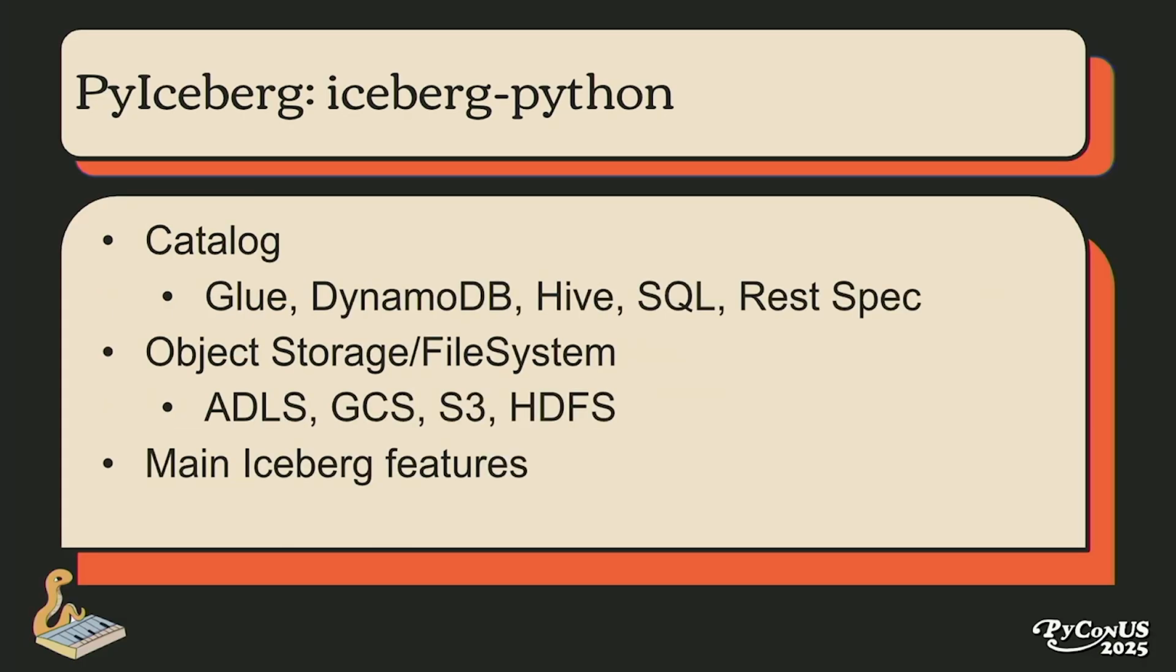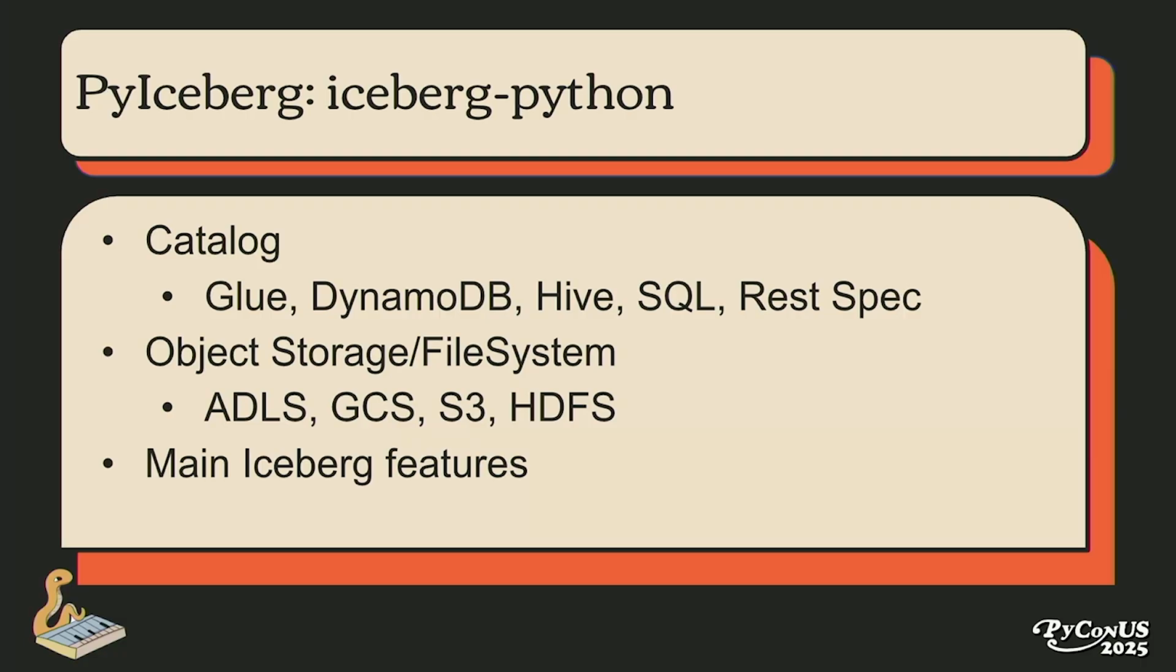And PyIceberg provides support for different catalog backends. For example, it can support AWS Glue, AWS DynamoDB, Hive Metastore, any SQL database, and all the other catalog server implementations that respect the Iceberg OpenAPI catalog spec. And in the storage layer, it supports writing your Iceberg to object storage like ADLS, GCS, S3, and file systems like HDFS. And of course, it supports all the main Iceberg features.